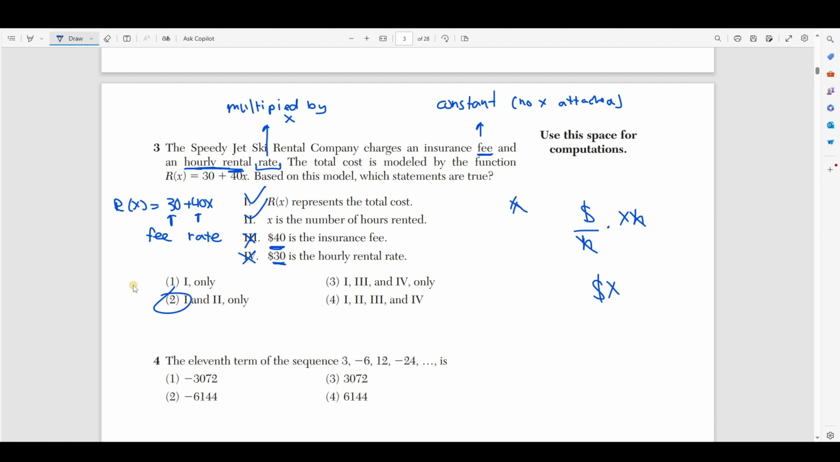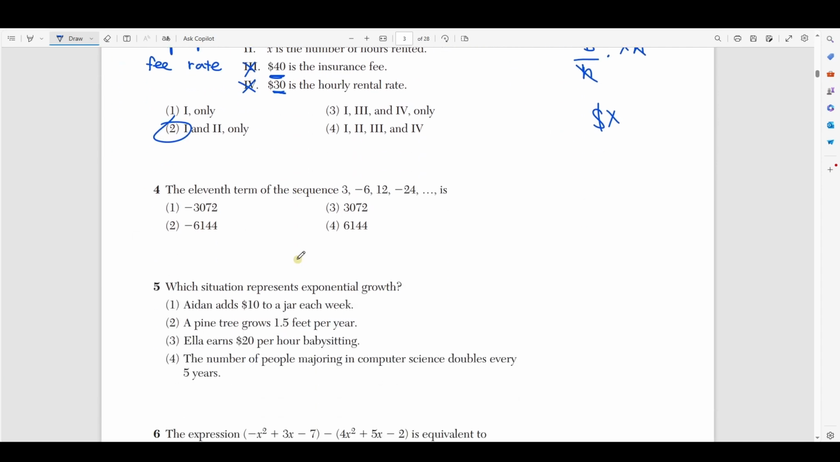The fee is the thing without the x, and the rate is always going to be the number with the x attached. So number 4 says the 11th term of the sequence 3, -6, 12, -24 is what? So the first thing you have to do is figure out if this is an arithmetic or geometric sequence. And the way you find that out is the common ratio, or r, right? So the common ratio is just the number that you have to add or multiply to get the next term. Here we can see that this is going to be a geometric sequence, because in order to get from one number to the next, you need to multiply by -2, right? To get from 3 to -6, you multiply by -2, -6 to 12, you multiply by -2, 12 to -24 by -2.